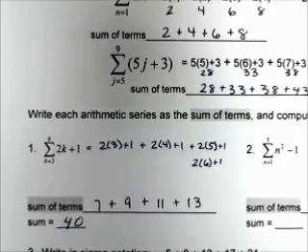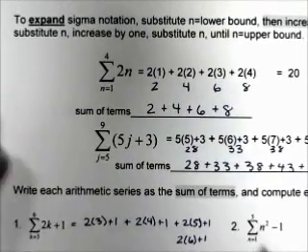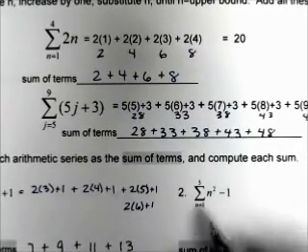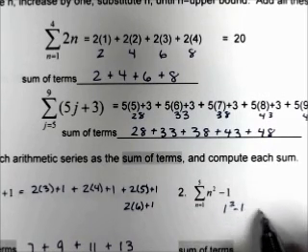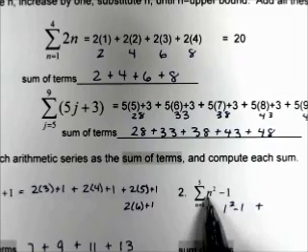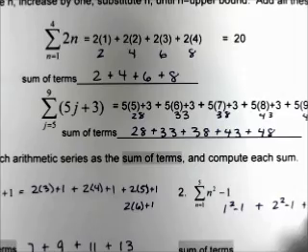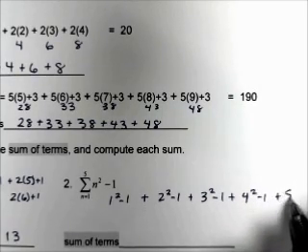Next, number 2. We want the sum of n squared minus 1, n going from 1 to 5. So we're substituting 1 in for n. So we have 1 squared minus 1, then plus, plugging in 2 for n, 2 squared minus 1, plus 3 squared minus 1, plus 4 squared minus 1, plus 5 squared minus 1.